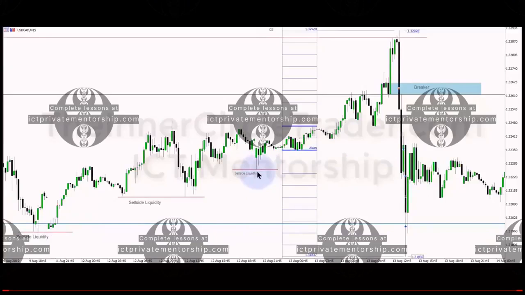Sellers, okay, I'm buying back some of my short that I put in here. I bought some back below the Asian range. I bought some back below the liquidity pool. I bought more below the rejection block.